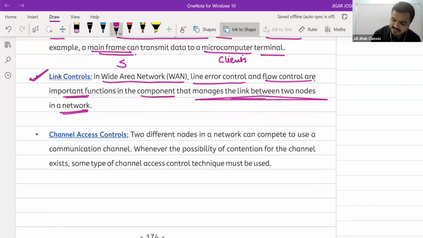Component that manages the link between the two nodes. And finally, people, channel access control. Now, what do you mean by channel? How many of you prefer to listen to FM? In which you have the different channels over there: 92.7, 93.5, then 94, then 104, then 108.